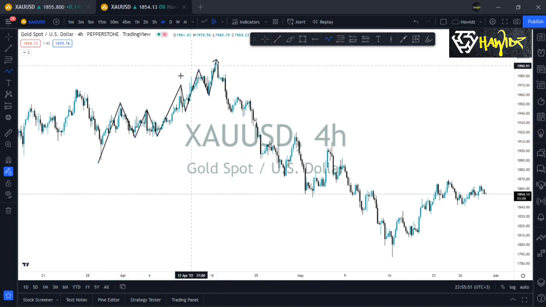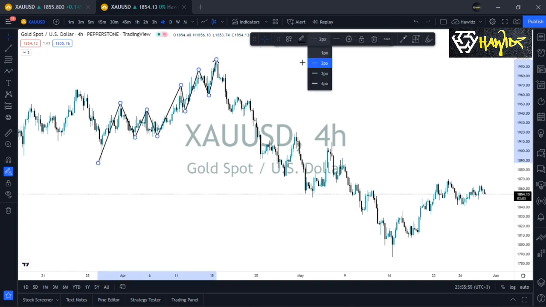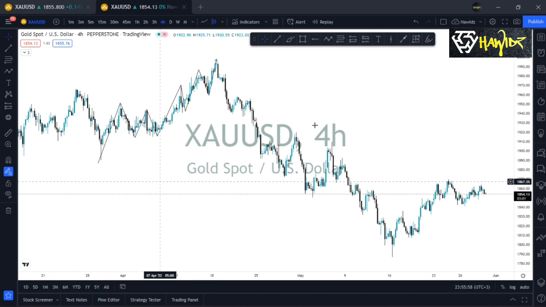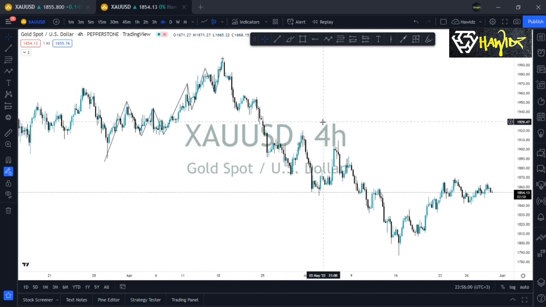Okay, let me delete this. Let me make this a little bit lighter. Yeah, I think it's visible. So when we created this high right here, the bullish momentum in price had dropped. So instead of price going bullish, it's starting to go bearish, right?